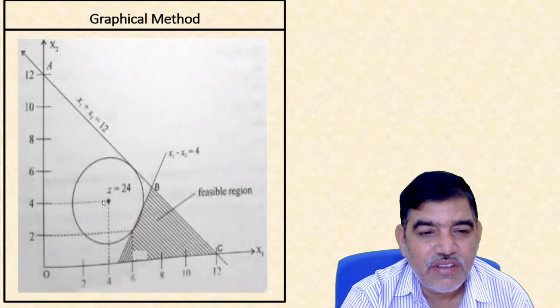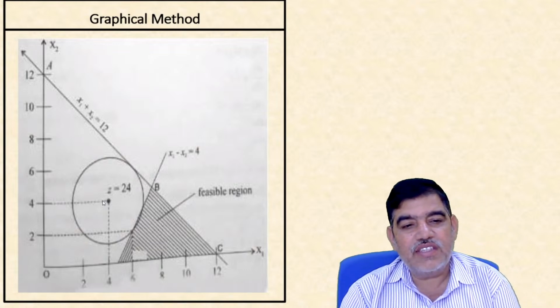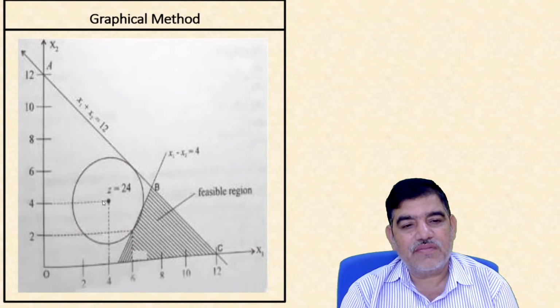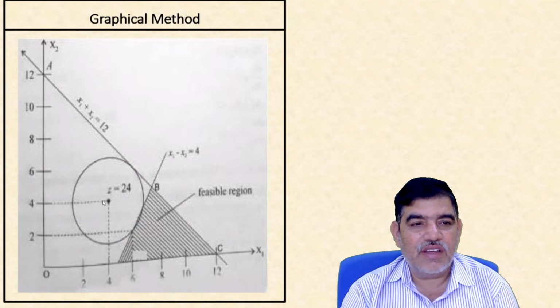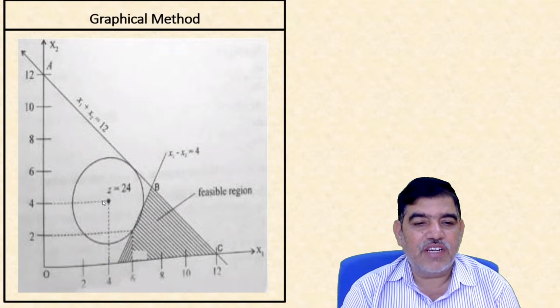That is what I mentioned in the graph. So AC is the line that is tangent to the circle, x1 plus x2 equal to 12. Similarly, another line is x1 minus x2 equal to 4, tangent to the circle, and we get the feasible region, and you have to find where the z is maximum.